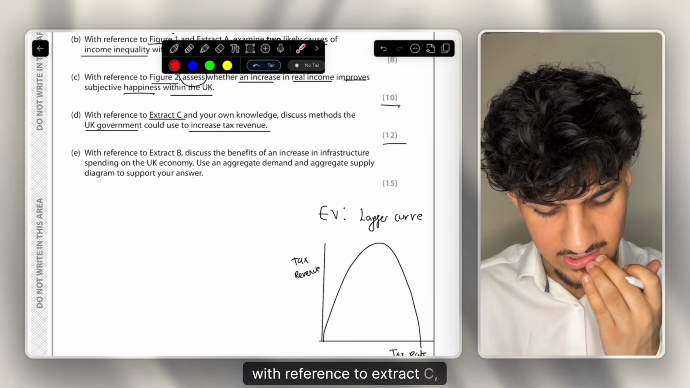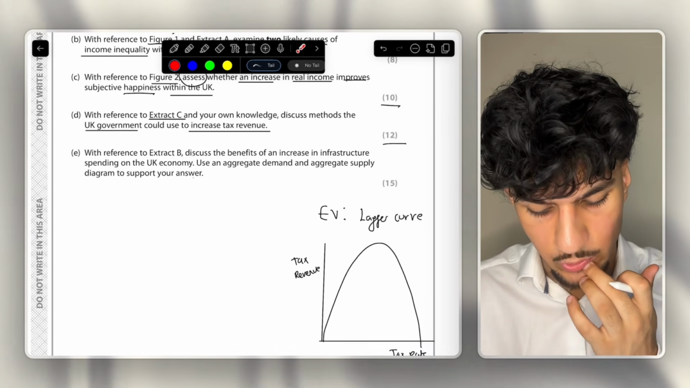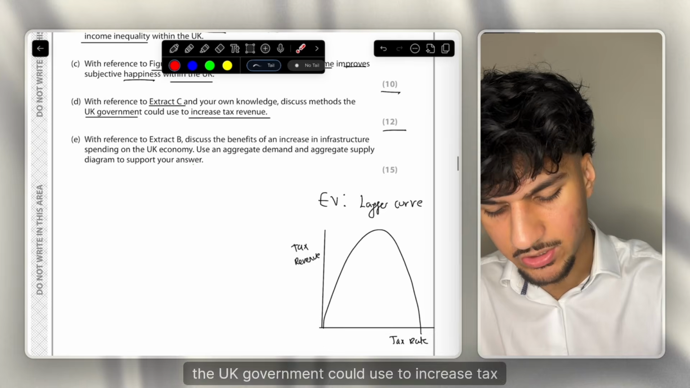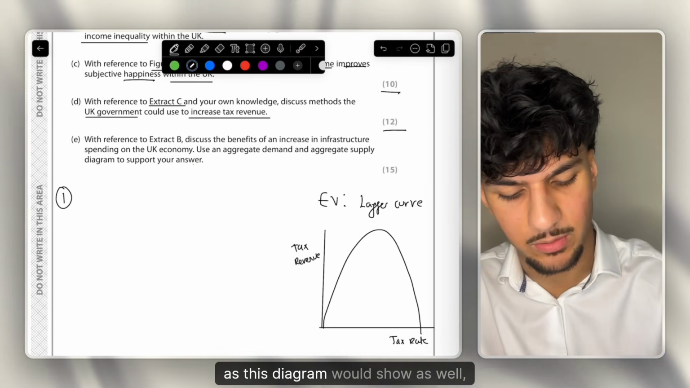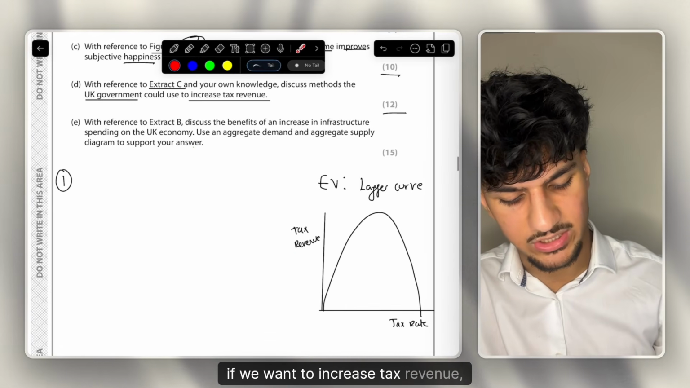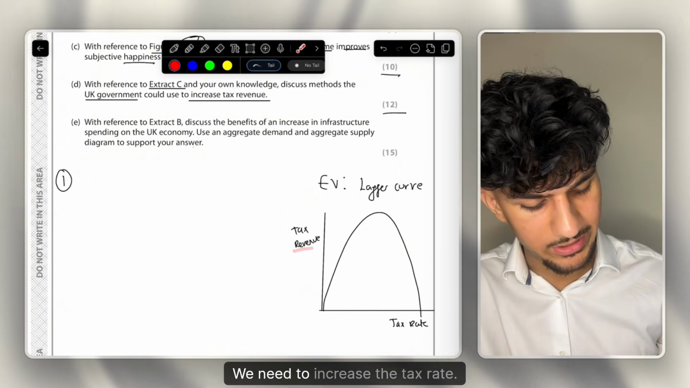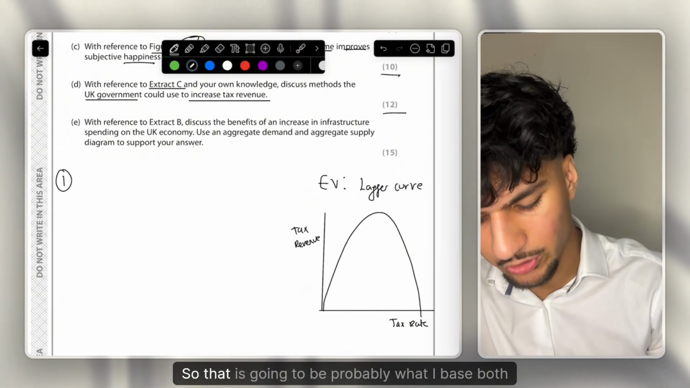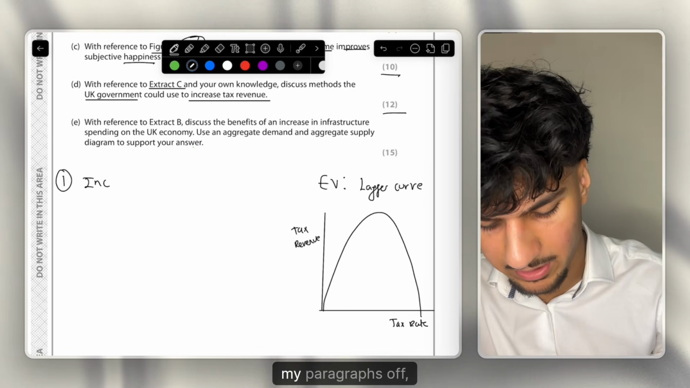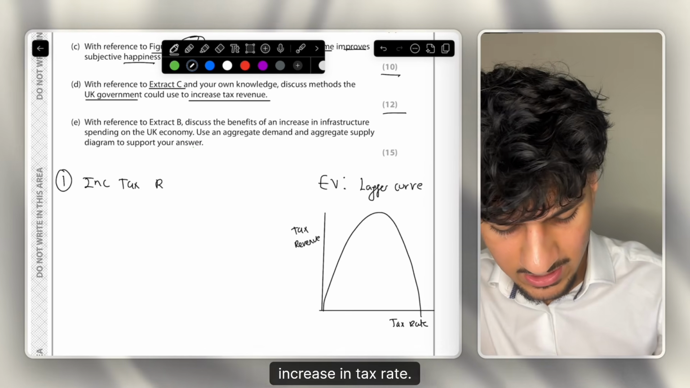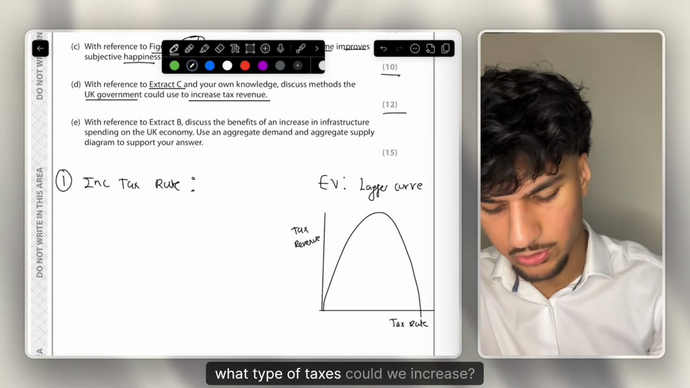So with reference to extract C, discuss methods the UK government could use to increase tax revenue. So very simply, as this diagram would show as well, if we want to increase tax revenue, what do we need to do? We need to increase the tax rate. So that is probably what I'll base both my paragraphs on, increasing tax rate. So what types of taxes could we increase?